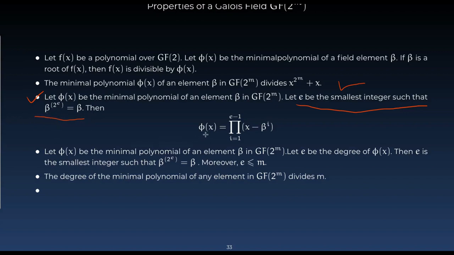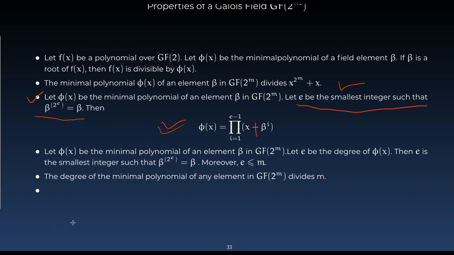Then phi of x is basically the product from i equal to 0 to e minus 1 of x minus beta to the power 2 to the i. Okay, or x plus beta i. I mean, it's okay, x minus beta i. There is no problem there. You can do that. Okay, is it clear? So this is how you can actually calculate this polynomial.